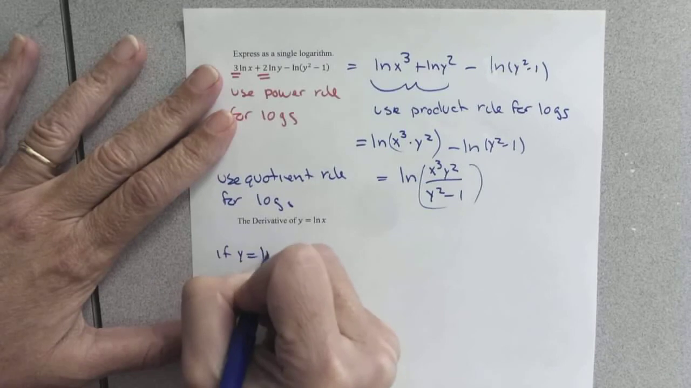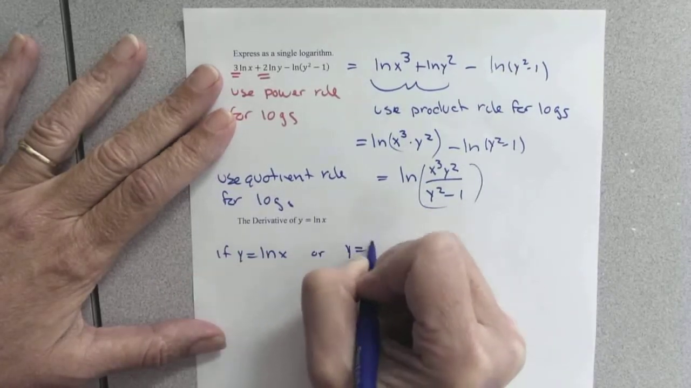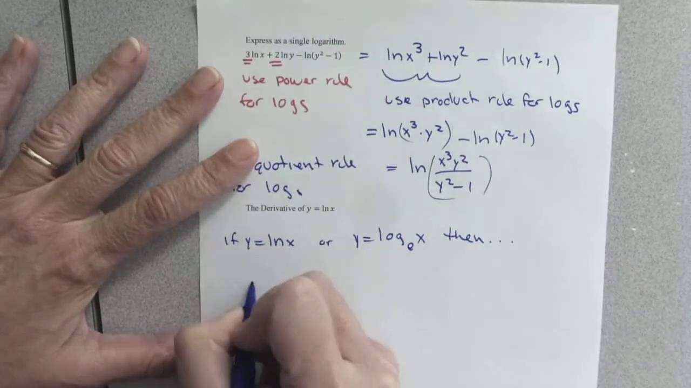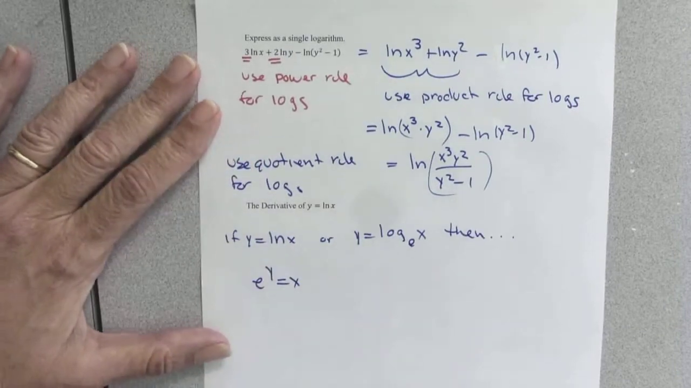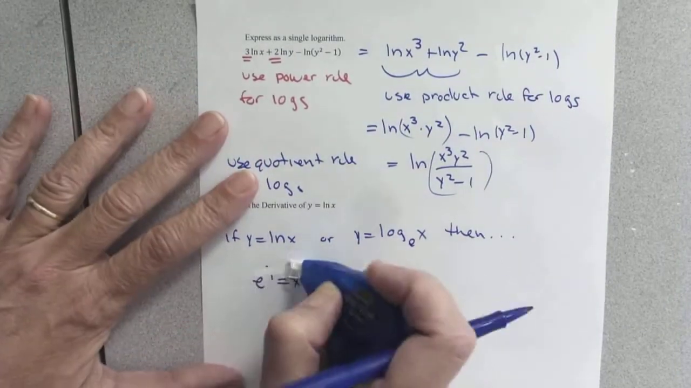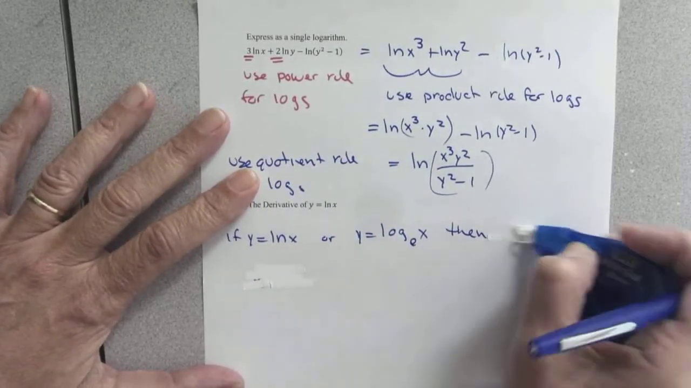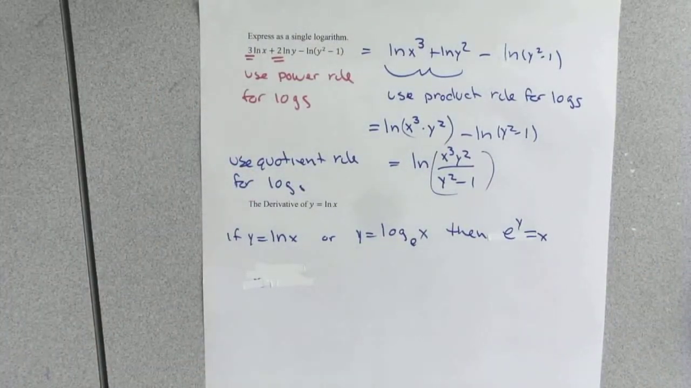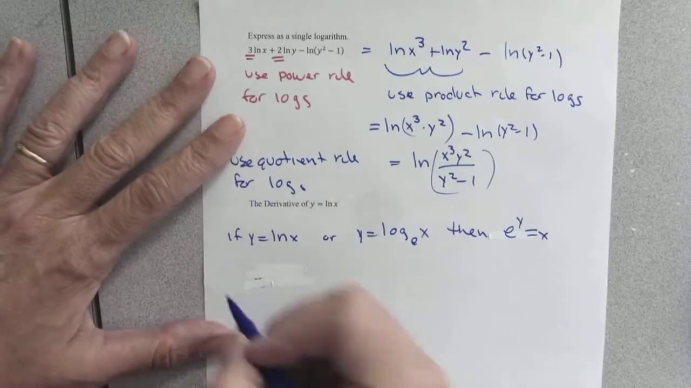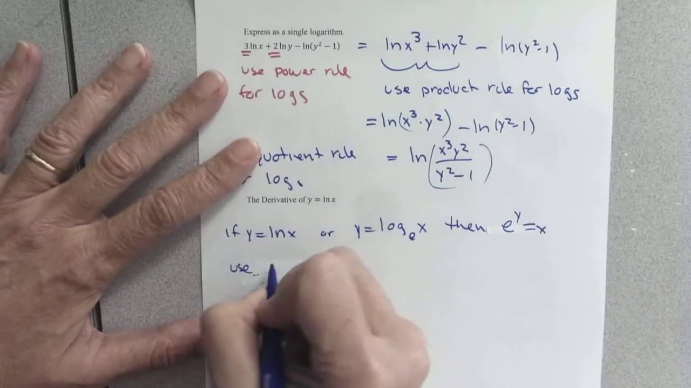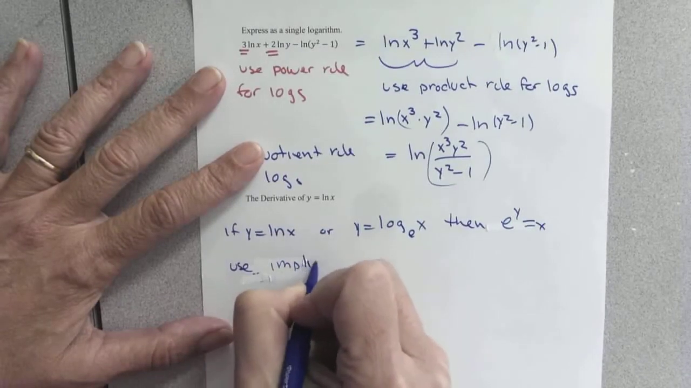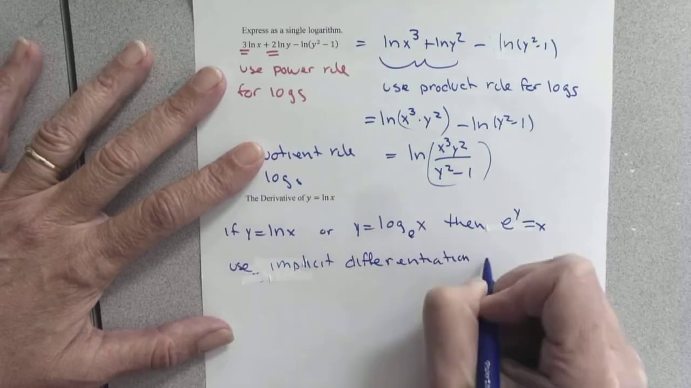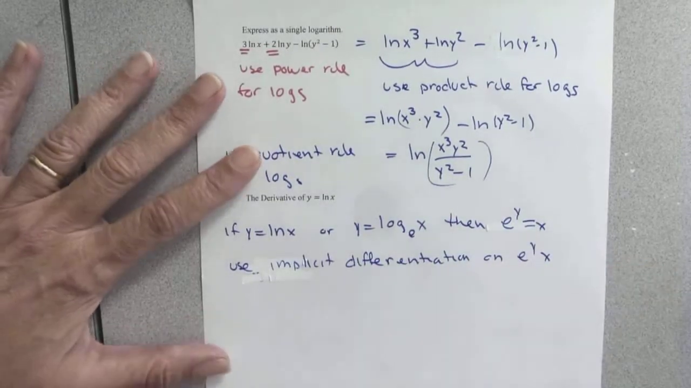So if y equals the natural log of x, or that's y equals log base e of x, then e to the y equals x. That's one of the primary things about logarithms, that you have that property that exponentials and logarithms kind of switch things around. So what we're going to do is use implicit differentiation on e to the y equals x and see what happens.